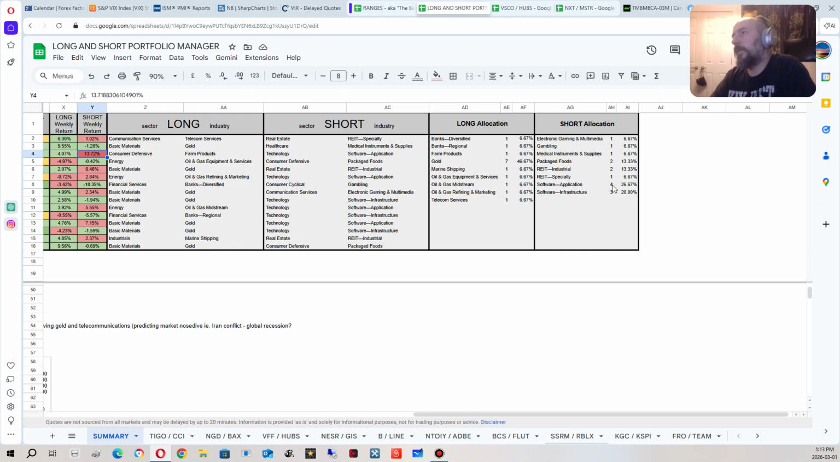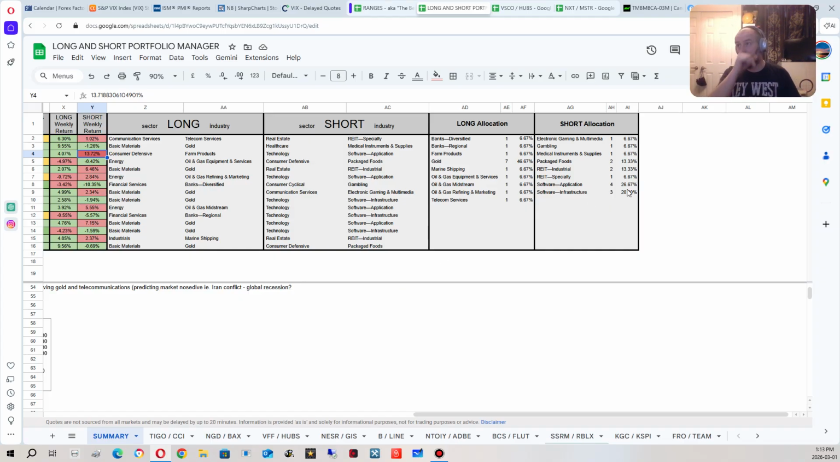And my biggest concentration is software applications on the short side. Remember that software rally last week? Well, this is why I got a hit on that. One of them is HubSpot, and that represents a quarter of my portfolio. But that's roughly where the money's allocated on the long side and the short side.